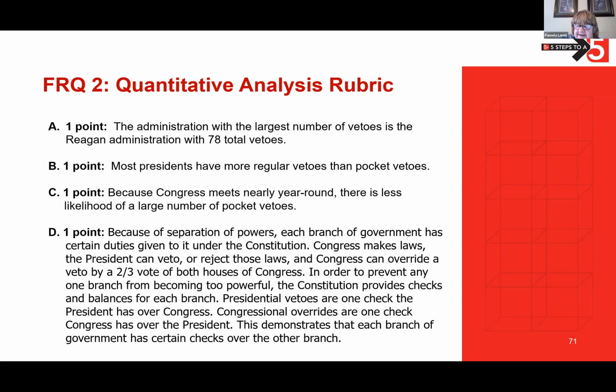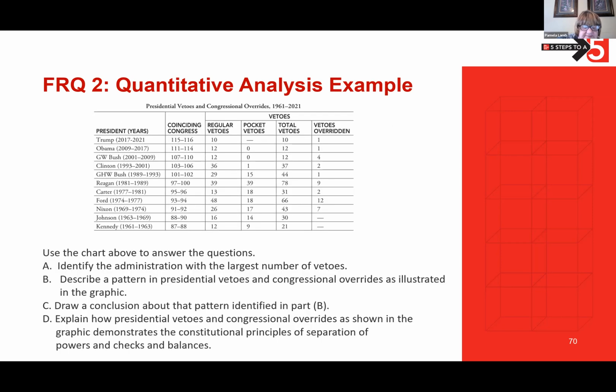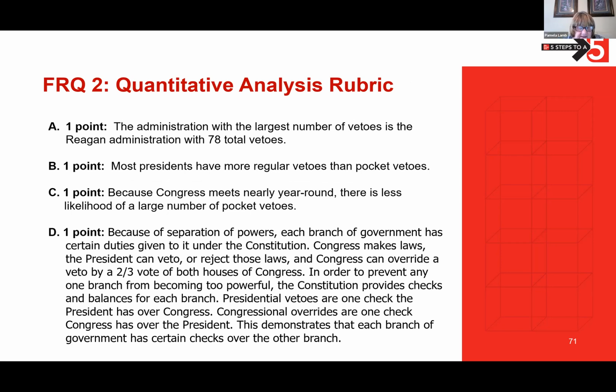And then part D, the question was, explain how presidential vetoes and congressional overrides, as shown in the graphic, demonstrate the separation of powers and checks and balances. Well, again, one point, because of separation of powers, each branch has certain duties given to it under the Constitution. They explain that they understand what separation of powers is. And that's a good way of addressing this as an explanation.